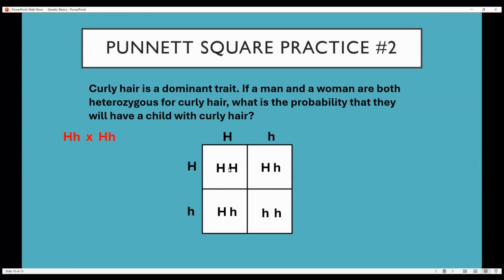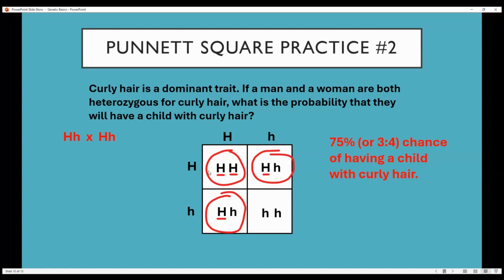So we bring down, we bring over, bring down, bring over, bring down, bring over, bring down, and bring over. And again, uppercase always goes in front of lowercase. So now what is the probability that they will have a child with curly hair, which is a dominant trait? Well, 3 squares have at least one dominant allele present. This one has 2 dominant alleles. These ones only have 1 dominant allele. So because it's a dominant trait, there's a 75% chance, or 3 out of 4 chances, that they will have a child with curly hair.